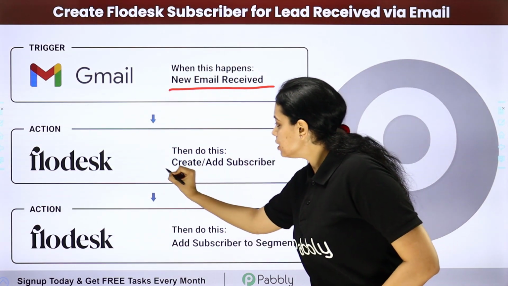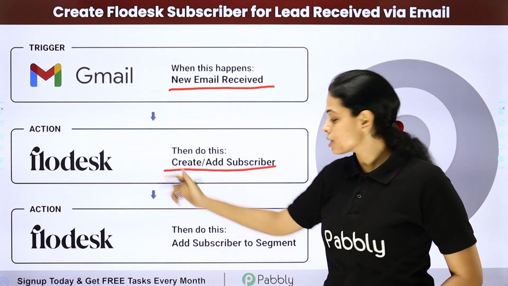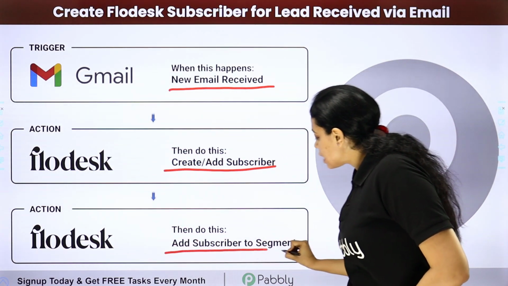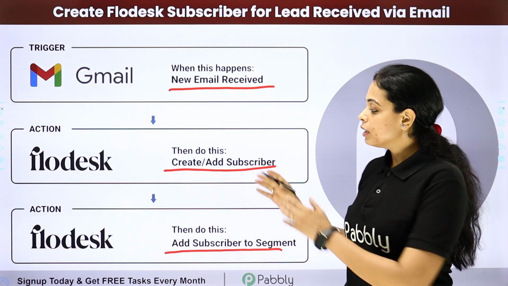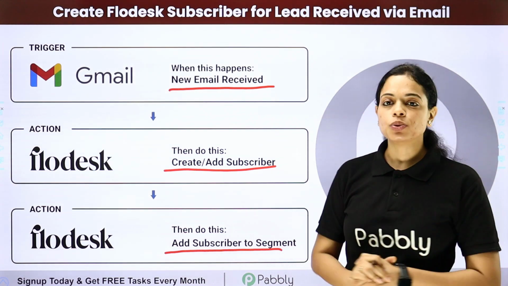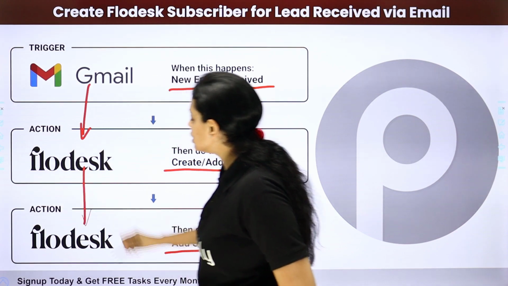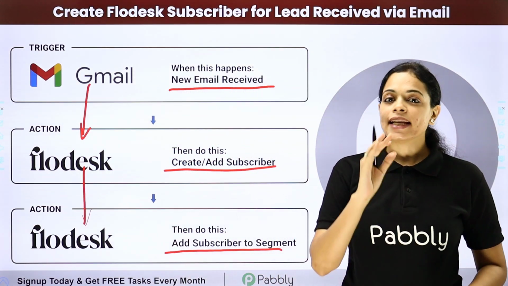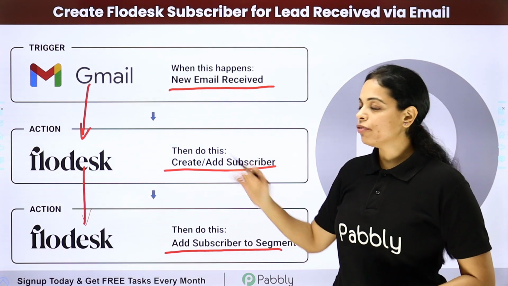automatically, with the details received, a subscriber should be created in Flodesk, and then the same subscriber should be added to a particular segment in Flodesk. Now Flodesk is an amazing email marketing platform. So how can we do this? For this we will have to integrate these applications, and we are going to do the same using Pabbly Connect. Here our trigger will be Gmail and our action application will be Flodesk.